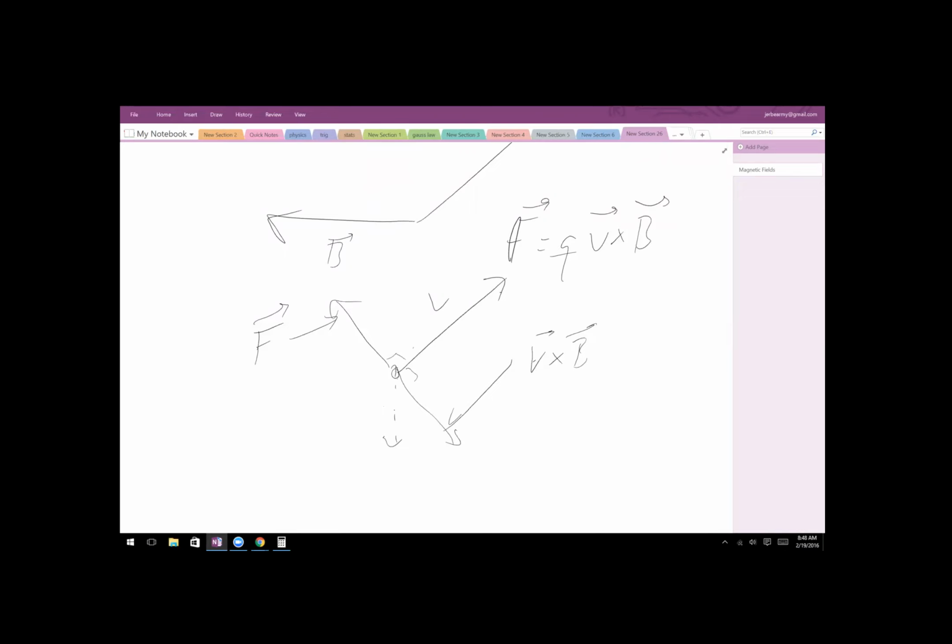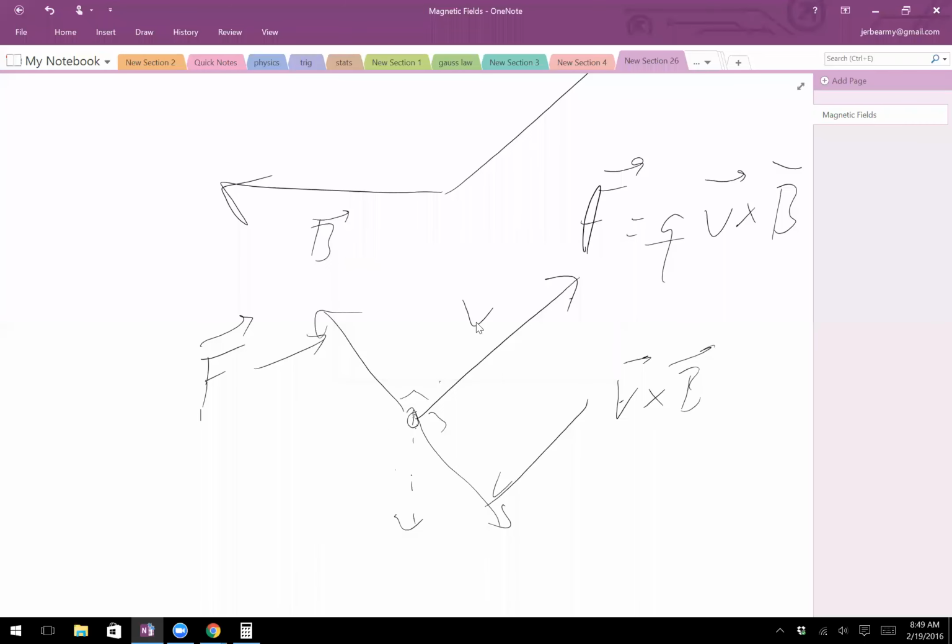Visual aid. This is B. What's the angle between the V and the B? Okay, V is right here, and B is coming straight out. So what's the angle between them? 90. Is 90. Yeah. So the sine of theta is just 1.